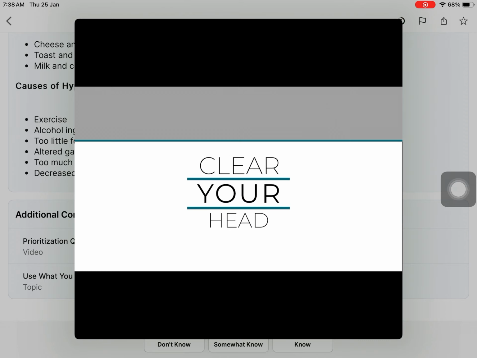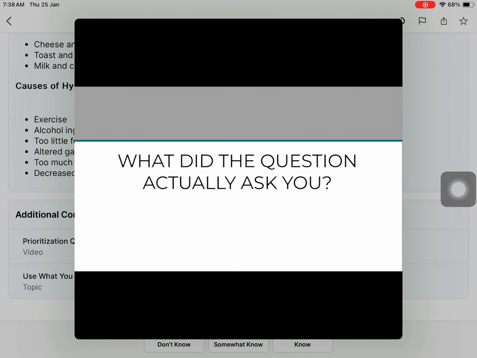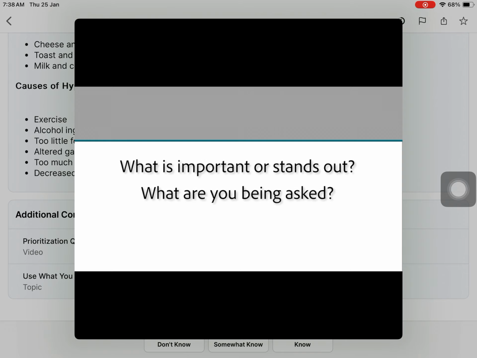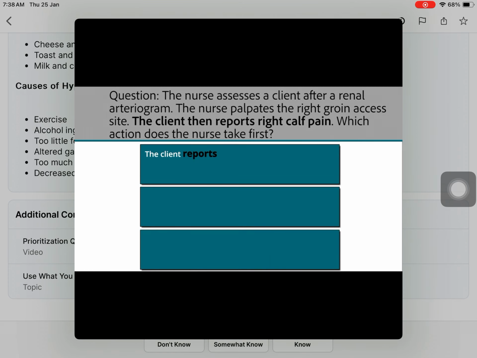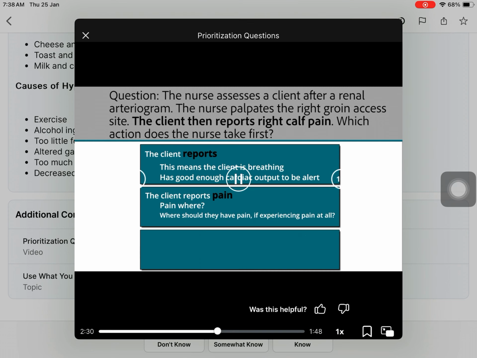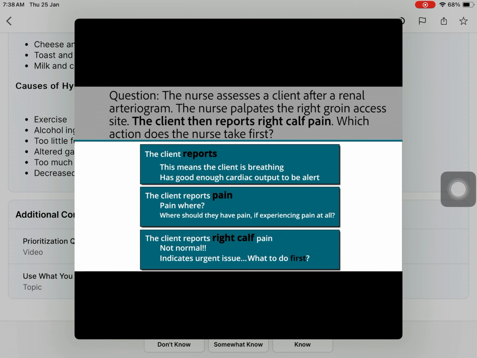Now clear your head. What did the question actually ask you? Determine what is important or what stands out. What are you being asked? The client is reporting pain. This means the client is likely breathing adequately. The pain is where? It's not at the surgical site where you might expect some minimal pain, but it's in the right calf. This is not normal and indicates something urgent. The nurse might consider that the client is experiencing complications such as arterial spasms, pseudoaneurysms, thrombus at the site, or arterial dissection, for example. So what will the nurse do first?